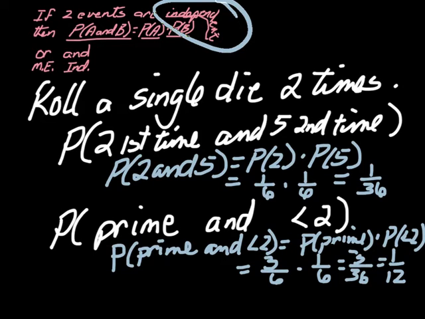Probability of a 2 and the probability of a 5 are both 1/6. Therefore, the solution is 1/36. Probability of a prime is 3/6. Probability of a number less than 2, that's just 1, so that is only 1 out of 6. And therefore, when you multiply, you get 3 out of 36, or 1/12.